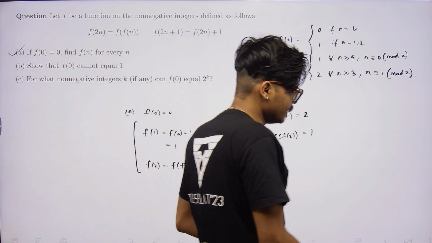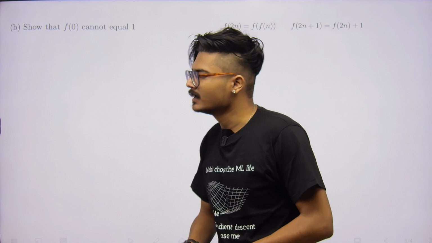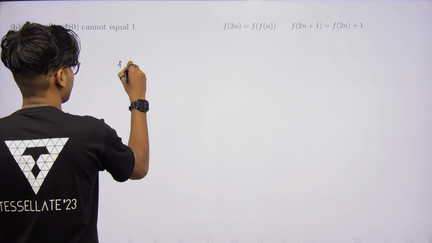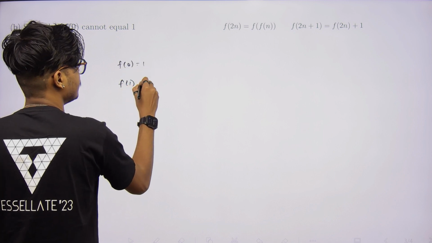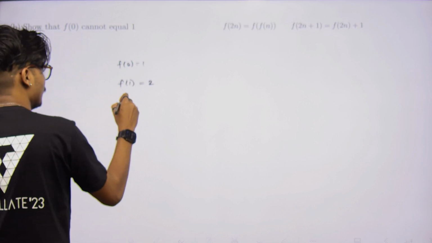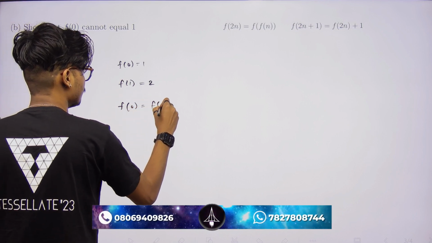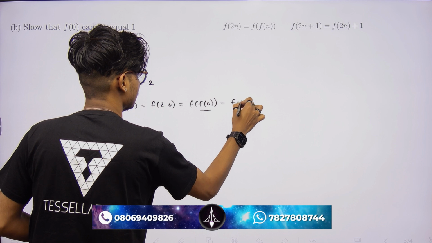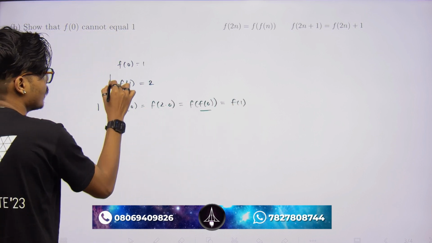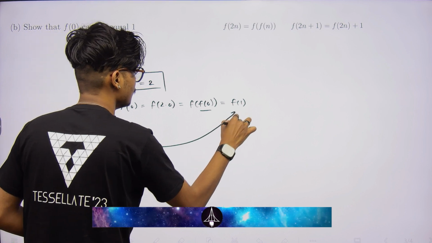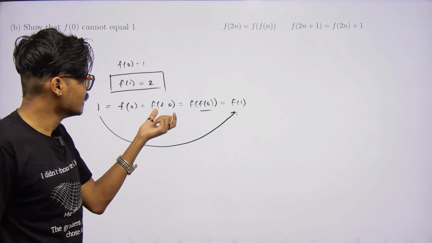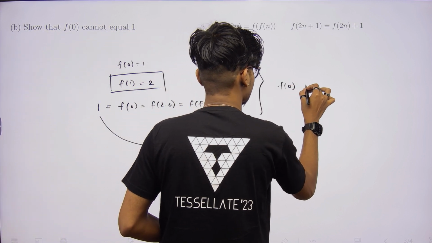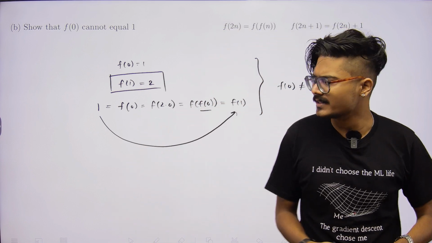Now coming to the second part, show that f of 0 cannot be equal to 1. Let's start off by assuming that f of 0 is actually 1. So if f of 0 is 1, then f of 1 turns out to be 2. Now f of 0 can also be written as f of 2 times 0, which is f of 0, which is 1, so this is the value of f of 1, and this value is 1. If you look at these two equations, from one equation we get that f of 1 is equal to 2, and from the second one we get that f of 1 is 1. So this gives you a contradiction. From here you can say that f of 0 cannot be equal to 1. A very straightforward, simple part B.